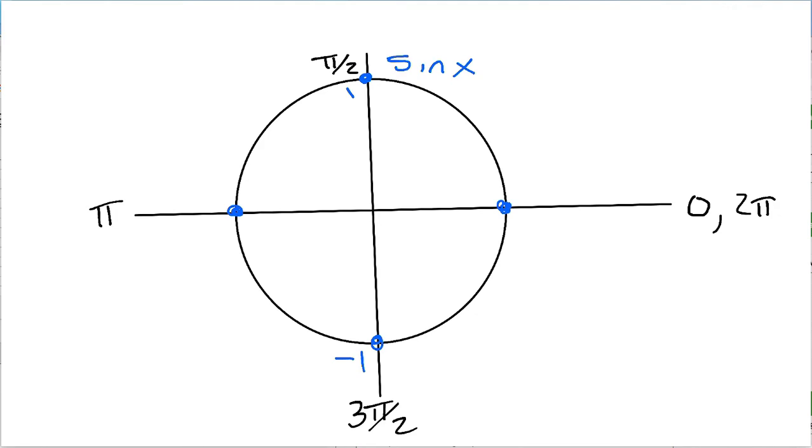So kind of like the Ferris wheel, we're starting here at 0 degrees or 0 radians, and we're going to go up to 1, back down to 0, down to -1, back around to 0. And similar to what we drew with the Ferris wheel, we're going to draw the sine graph based on this same kind of thing.